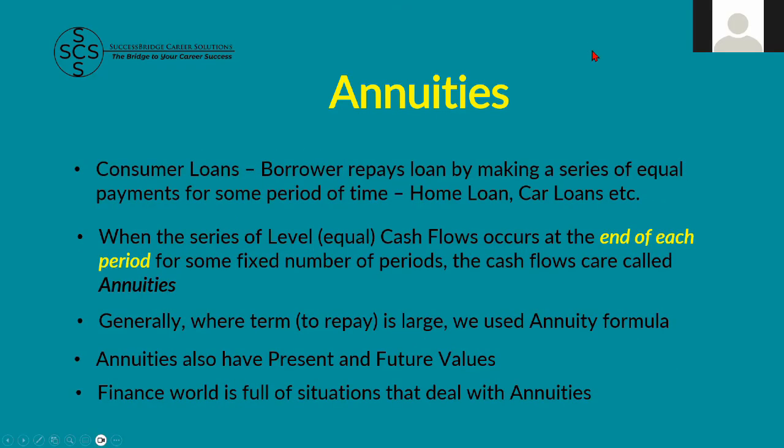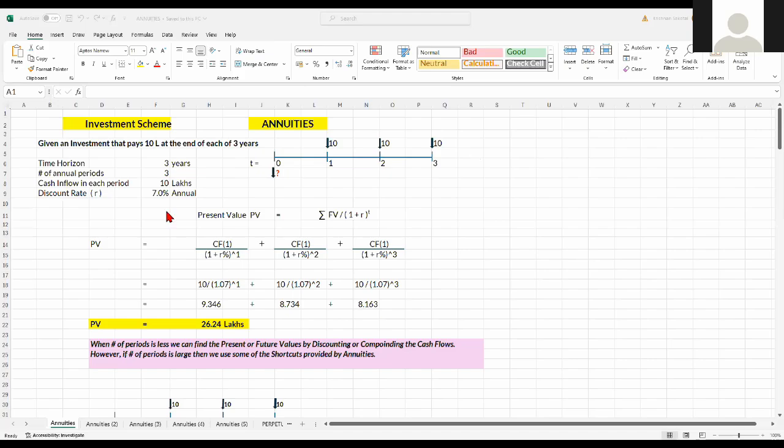We have here a problem which says that it's an investment which pays 10 lakhs at the end of each of the 3 years. So we make an investment now at present, and then it promises to pay us a cash flow of 10 lakhs in year 1, 10 lakhs in year 2, and 10 lakhs in year 3. And a discount rate is given as 7%.